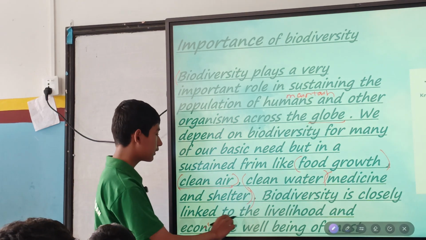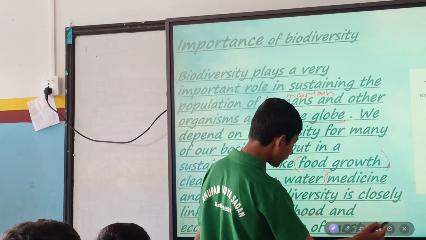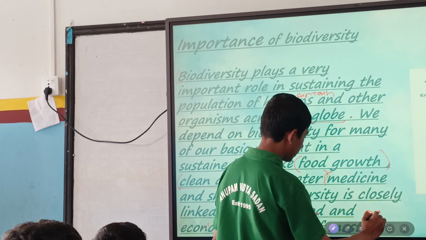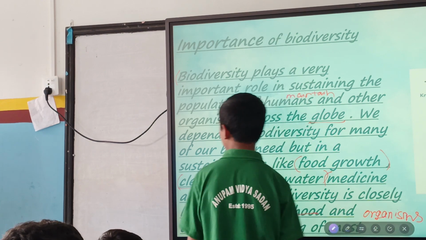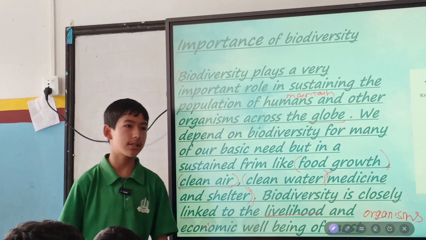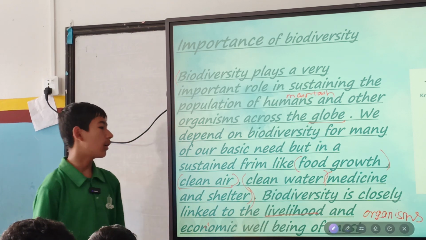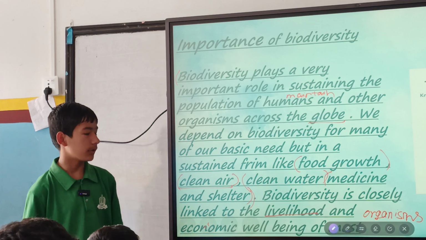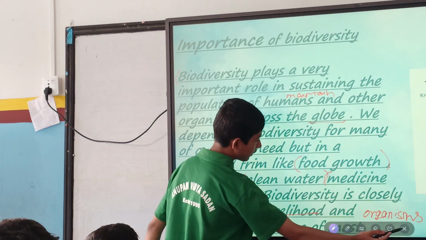Biodiversity is closely linked to the livelihood and economic well-being of most organisms. It means to say that not only we human beings, but all the plants and animals also need us for the development of their own organisms, like we need the plants and animals for our development too. So the slide is over.